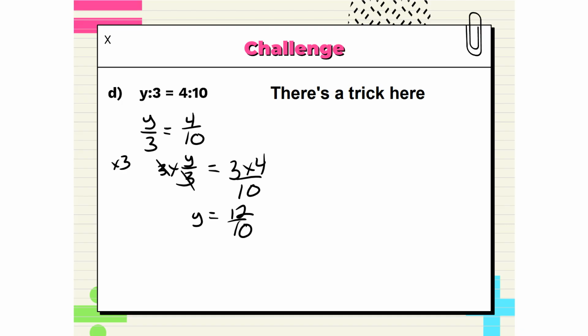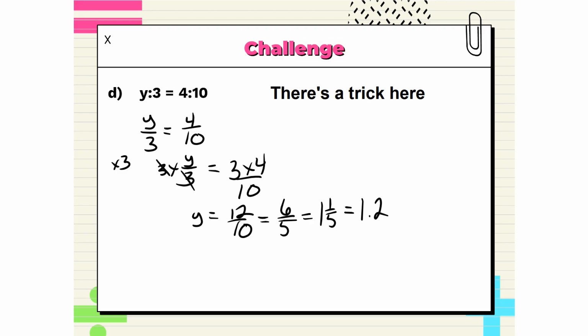We know we can reduce that 12 divided by 10 to 6 over 5, which is also equal to 1 1/5, or if you're working in decimals, is also equal to 1.2. We don't usually put decimals or mixed numbers or improper fractions into ratios. However, it makes sense in this case.